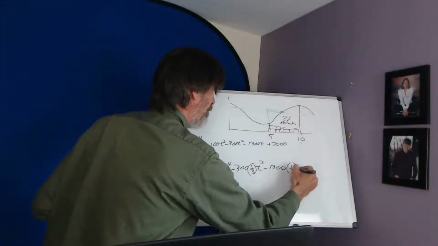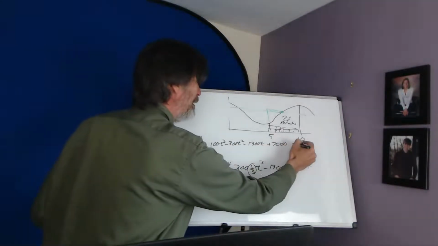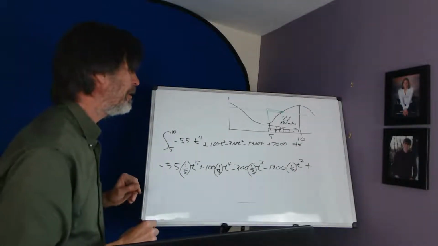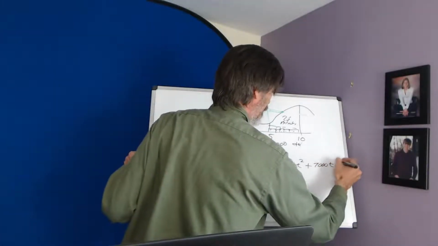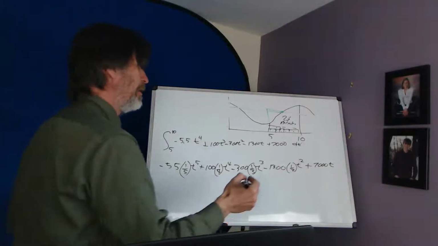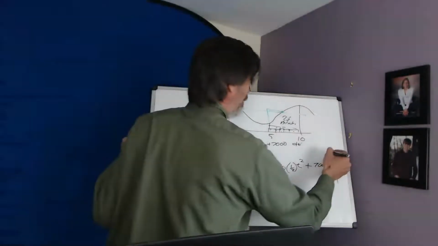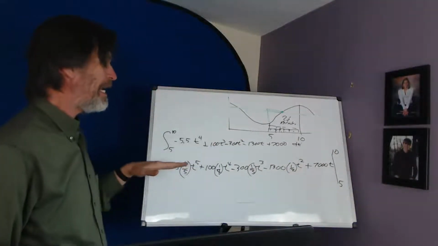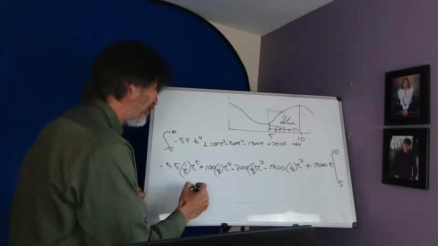1300 times a half t squared. And then, oops, forget my dt. Don't forget the dt. Remember what our variable is. 7,000 t. I could put a plus c at the end of it. I don't have to because it's a definite integral. I'd end up with a plus c at the top and a minus c at the bottom when I evaluate. So I'm going to plug a 10 in there. I'm going to plug a 5 in there. Plug a 10 in, you get a certain number. Plug a 5 in, you get a certain number. And then you subtract the two.